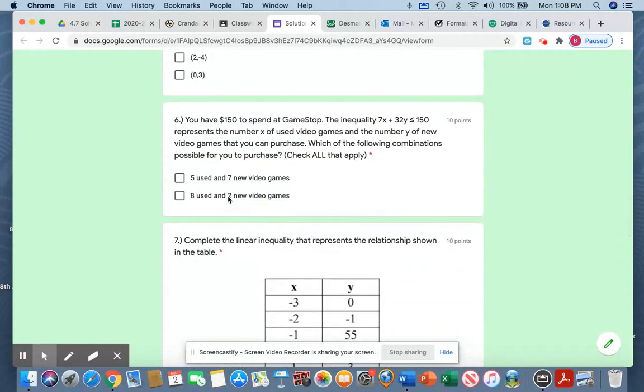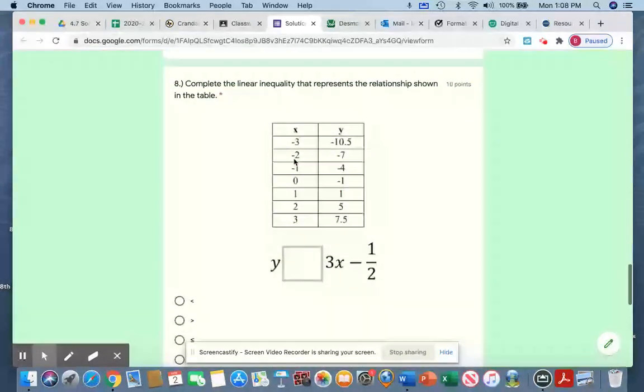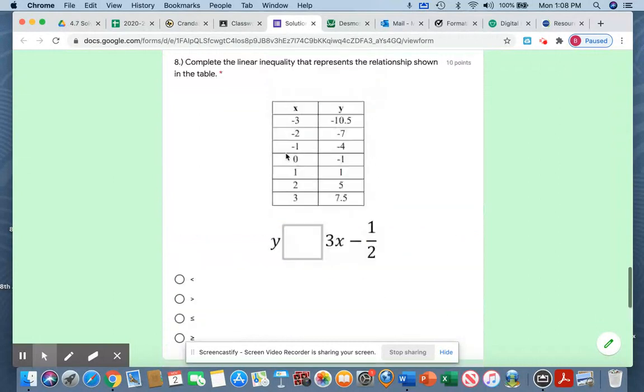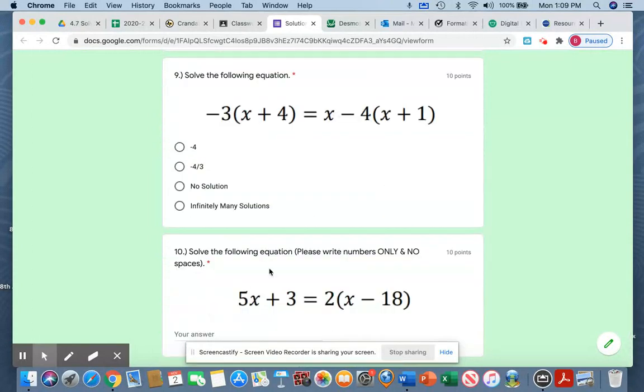Again, a word problem. Here's your points, 5, 7, and 8, 2. You're plugging in to see if that works. This is just like the example we just did. So 7 and 8 are just like the example we just did. You're going to have to plug in points and figure out the sign. And then 9 and 10 are review questions. They're just solving equations. You can use Desmos or you can solve them by hand.